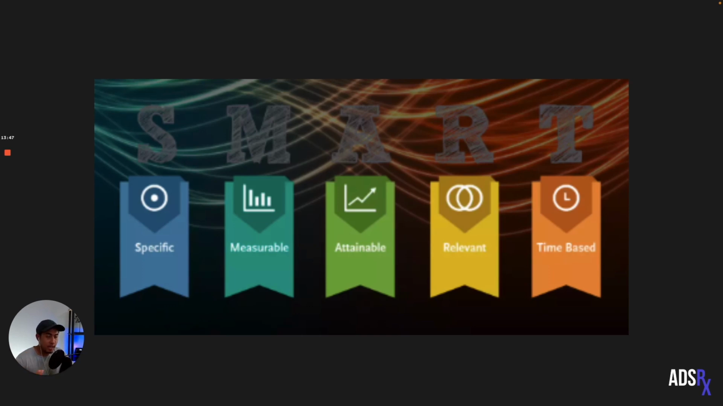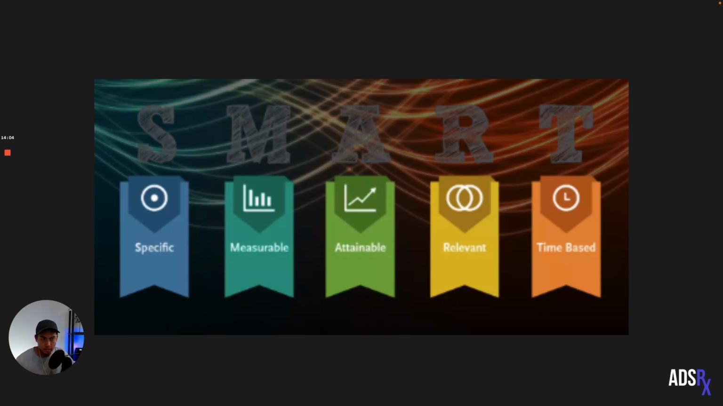Is it attainable? Is it realistic? Can I actually do it in this time frame? Or am I going to have too much on my plate? Am I going to be exhausted? Is it relevant? Do I even need to do this? Is this a project or edit that needs to get done right now? Or should I prioritize it with something else?